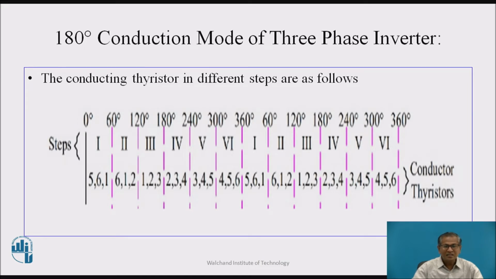The conducting thyristors in the different steps are as follows. Step 1, 0 to 60 degrees: thyristors 5, 6, 1 are in conducting state. In the next step, 60 to 120 degrees, T6, T1, T2 conduct. In the next step, 120 to 180 degrees, T1, T2, T3 conduct. In this way, the sequence of thyristors is 561, 612, 123, 234, 345, 456, 561, and the duration of each mode is 60 degrees.